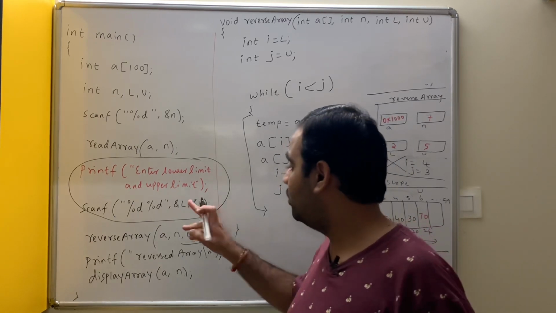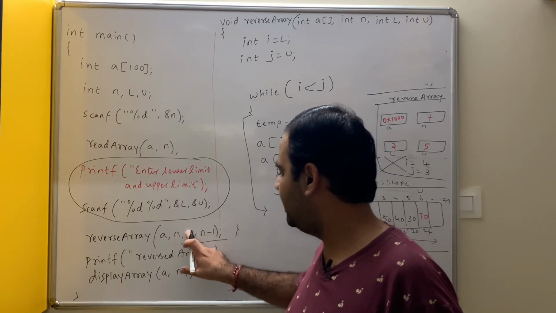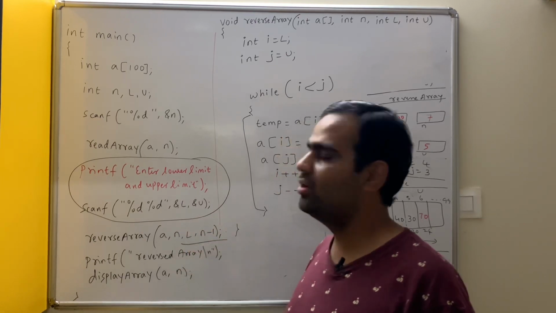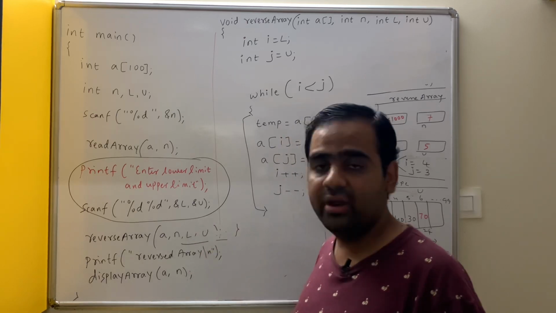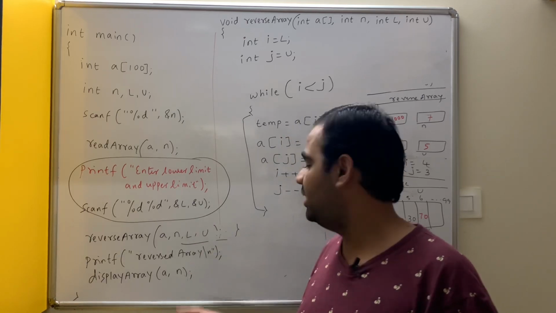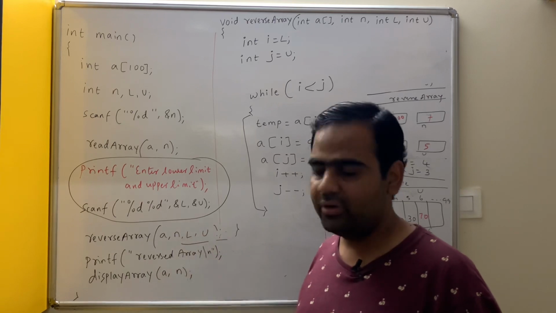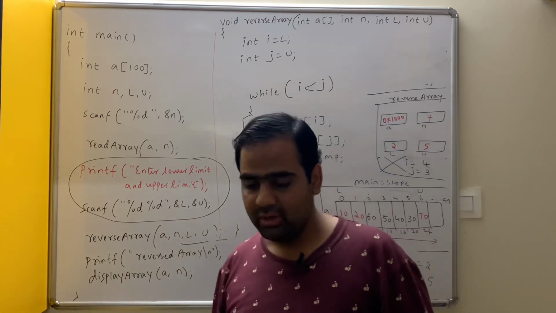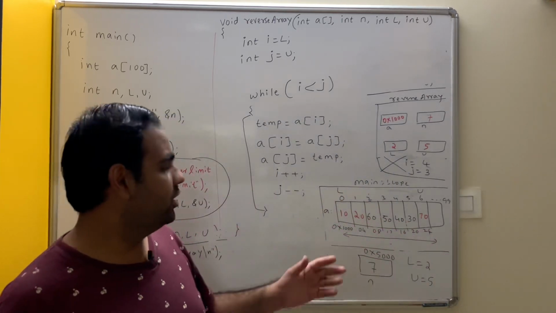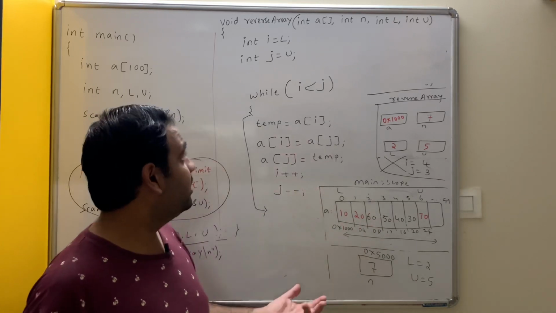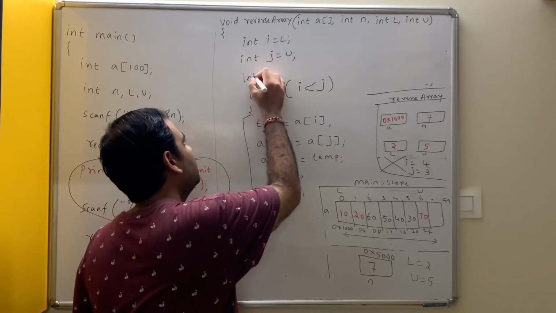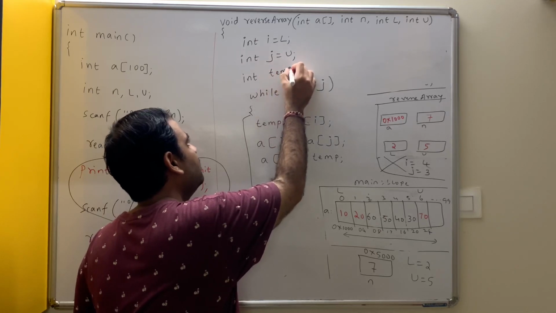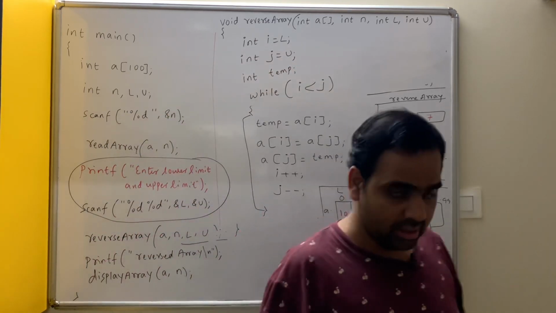Now, if you want to reverse between lower limit and upper limit, lower limit will be whatever the user has said, and upper limit will be the u, whatever the user has said. And if you want to reverse the complete array, lower limit will be 0, as now I have written. Upper limit will be n minus 1. And you trace yourself how it reverses the complete array. So this is the logic for reversing the array between lower limit and upper limit.